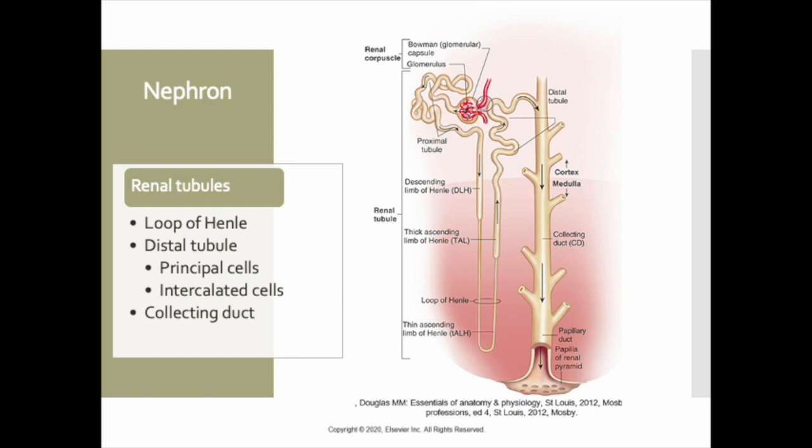Now, in the distal tubule, the principal cells will reabsorb sodium and secrete potassium. Remember, they have an inverse relationship. And we have intercalated cells that are secreting hydrogen, and then they are reabsorbing potassium and bicarbonate in exchange. These cells are important because they're going to help with the maintenance of fluid, electrolyte, and acid-base balance.